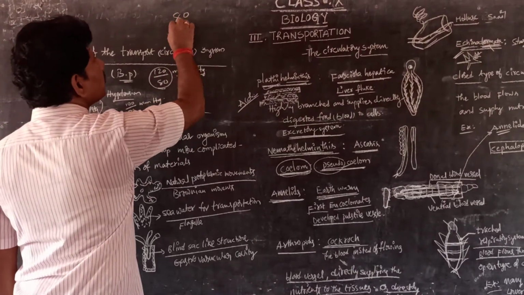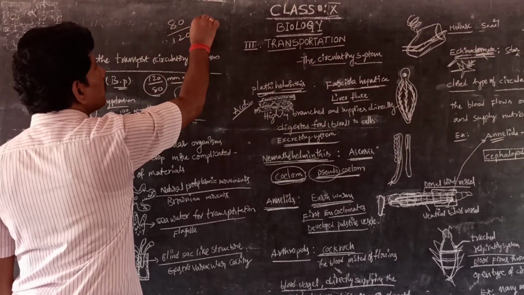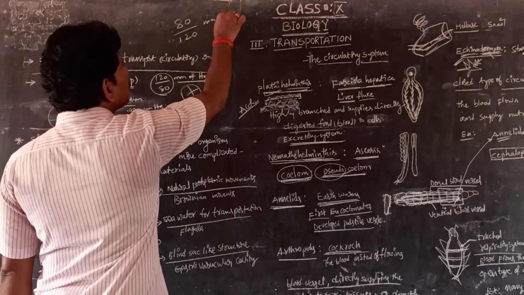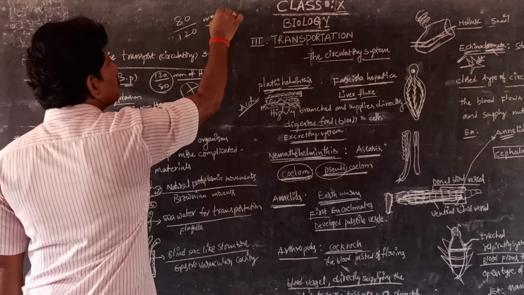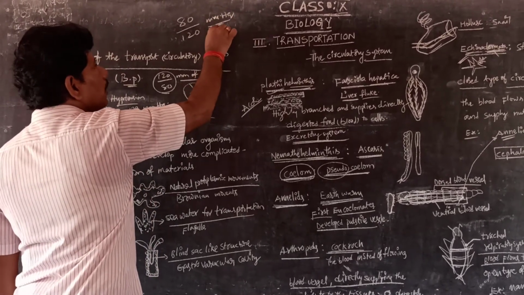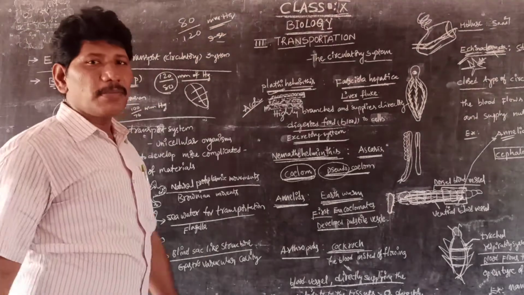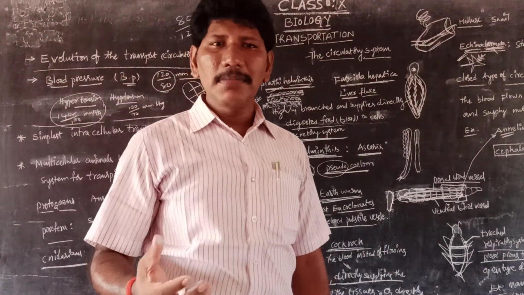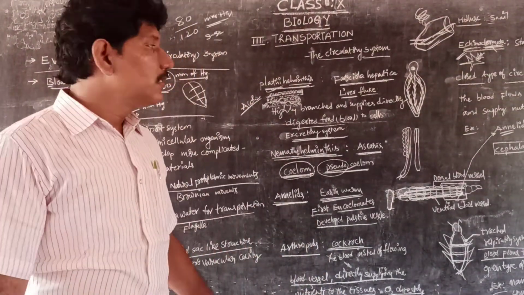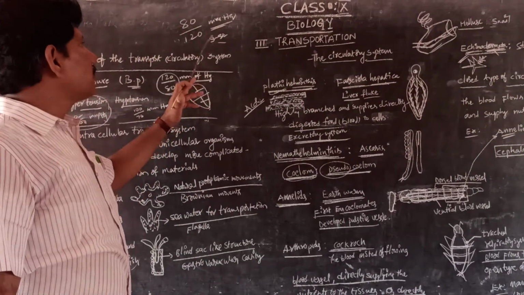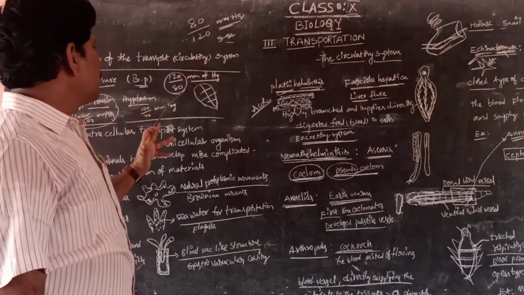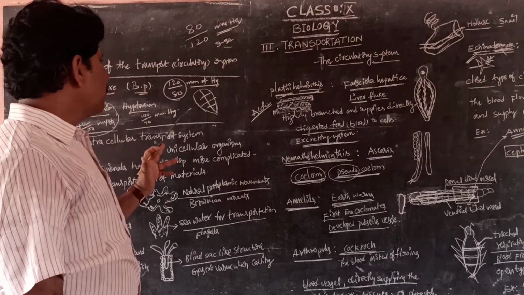Normal blood sugar is 80 by 120 mm of Hg, while normal BP is 120 by 80. For diabetic patients, we usually take a blood test, the sugar test. This is called the blood sugar level. 80 by 120 is normal for sugar, and 120 by 80 is the normal blood pressure.